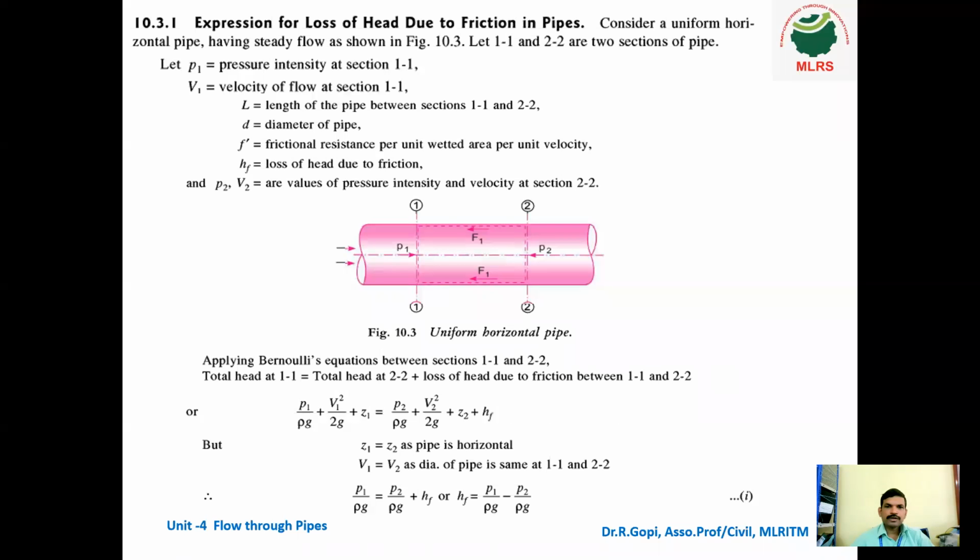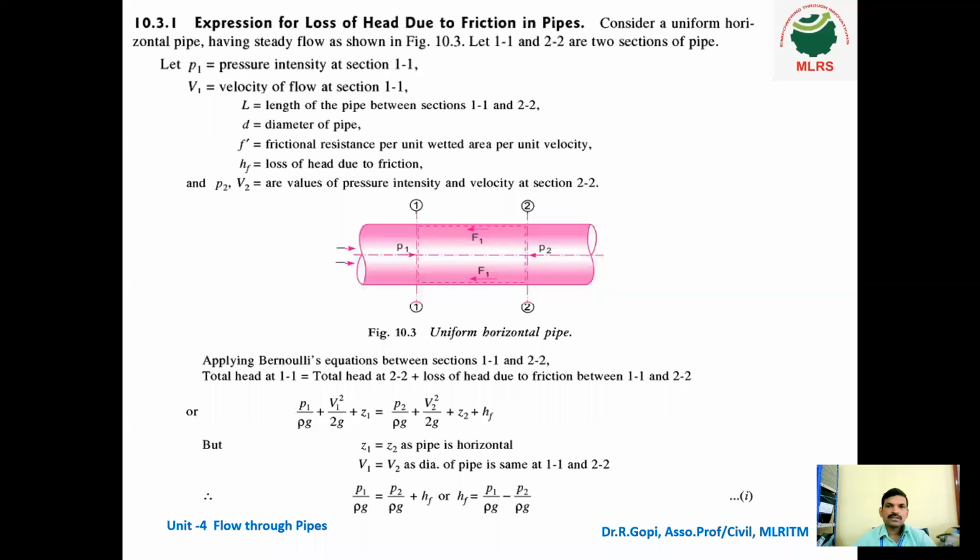In this class, we will discuss the loss of head due to friction formula. That formula is also called the Darcy-Weisbach equation. Darcy and Weisbach are the scientists who derived this formula. This formula is mainly used to find the major loss, that means loss due to friction in a pipe.